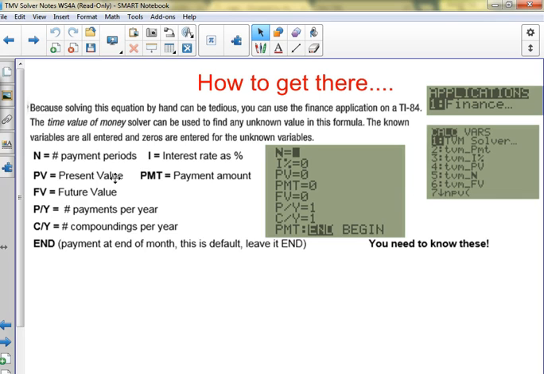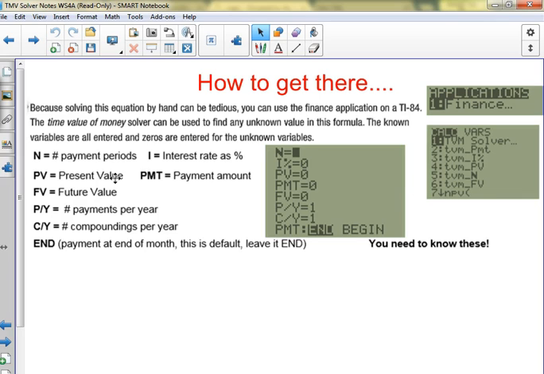P per Y and C per Y are payments per year and compoundings per year. Generally, for all the questions we're going to do, those need to be the same. The P per Y and C per Y will just stay the same, okay? Meaning the same as each other. If it's monthly, they'll both be 12. If it's quarterly, they'll both be 4, etc.